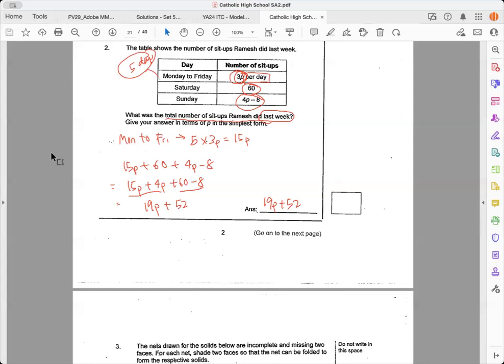Okay, now let's continue. Any question? Okay, let's continue with question number 3.